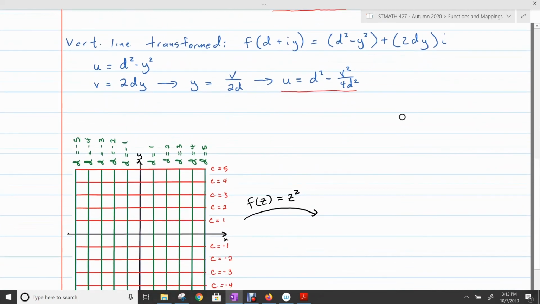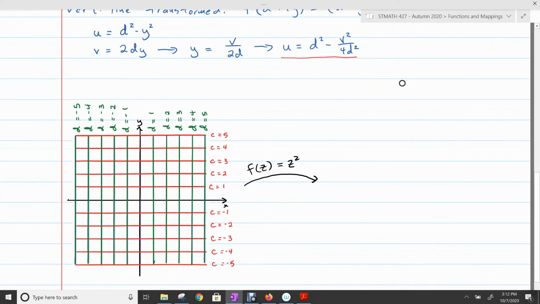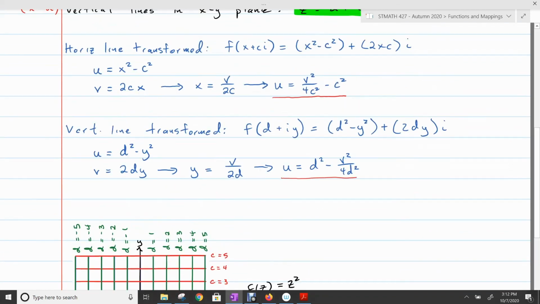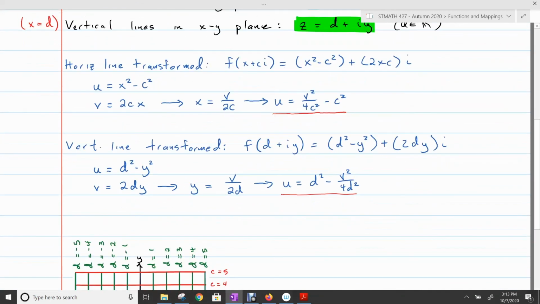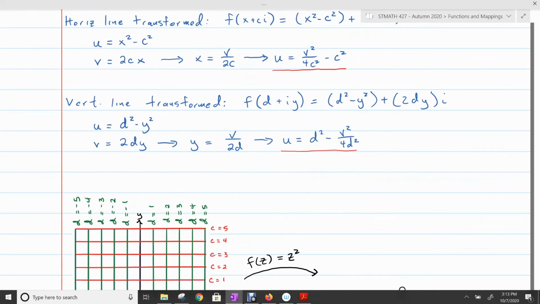So here's my family of horizontal and vertical lines. In red, the horizontal lines, I've got them labeled by the various c values that they correspond to. And the same thing with the vertical lines, which correspond to specific values of d according to the formulas in blue and green right there toward the top. And so I know what to expect when I plug those into the z squared function.